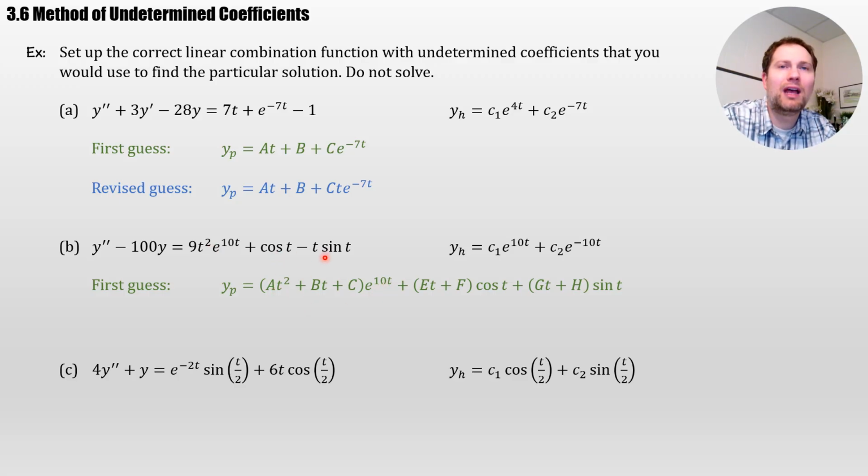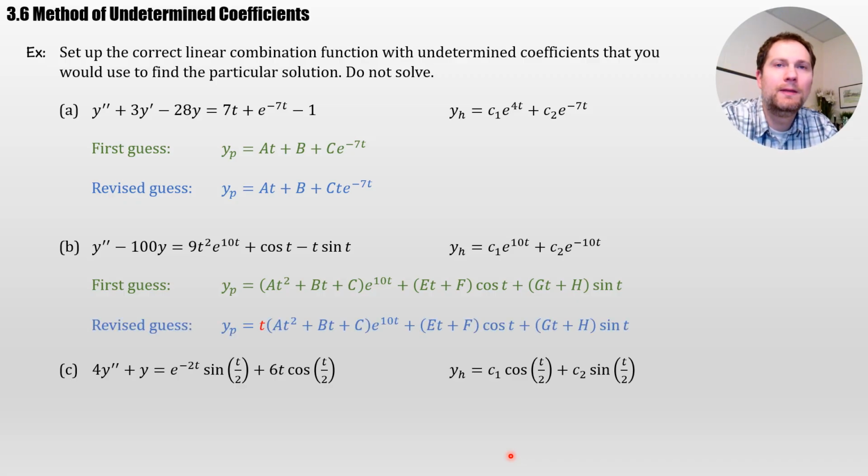For the cosine and sine, we're going to need this e to the, et plus f cosine t plus gt plus h sine t, because of this t term here.